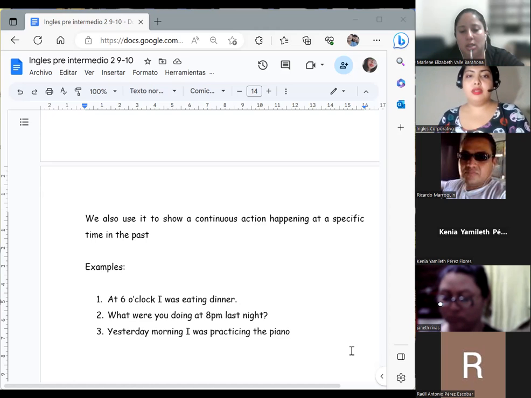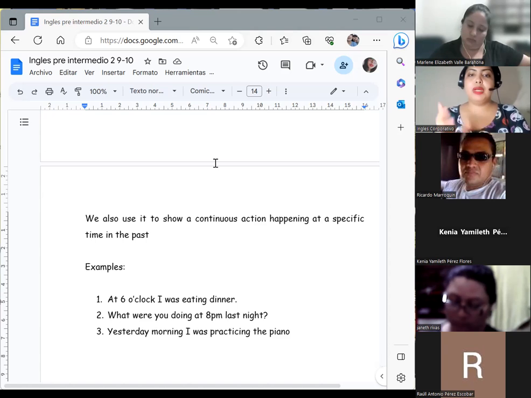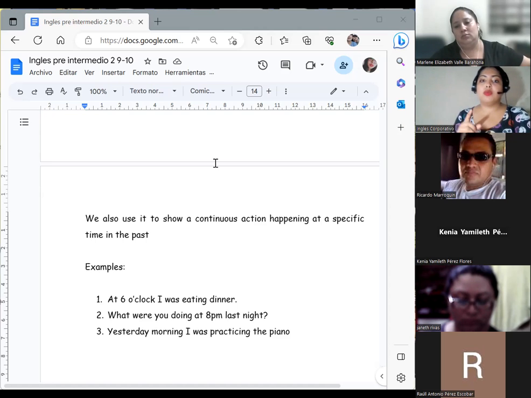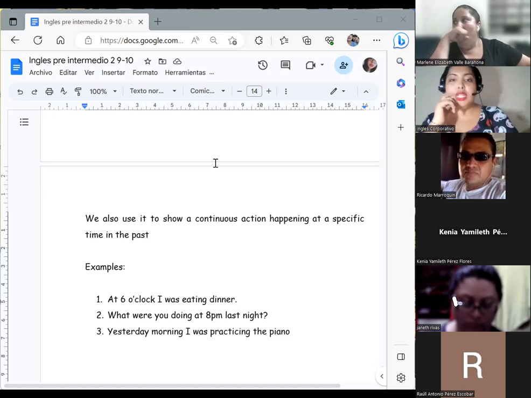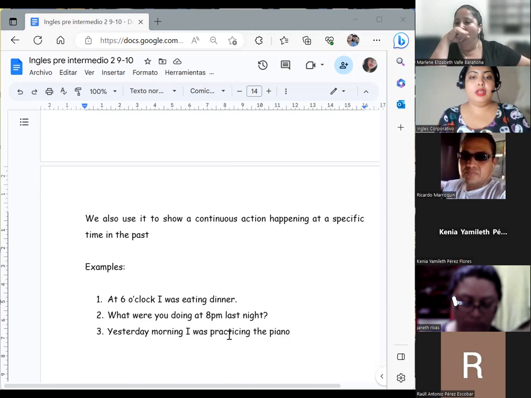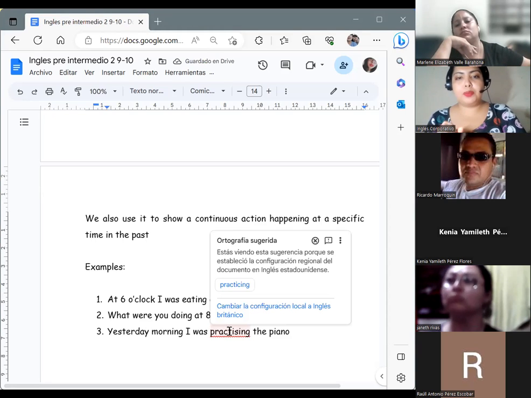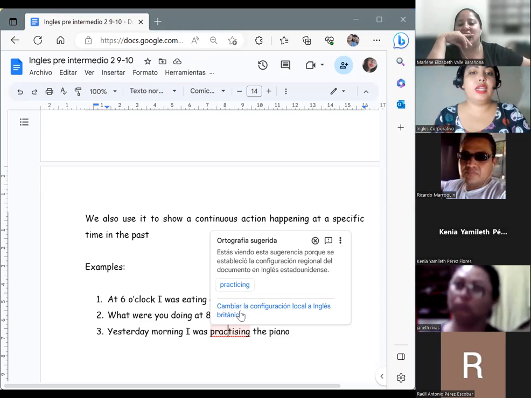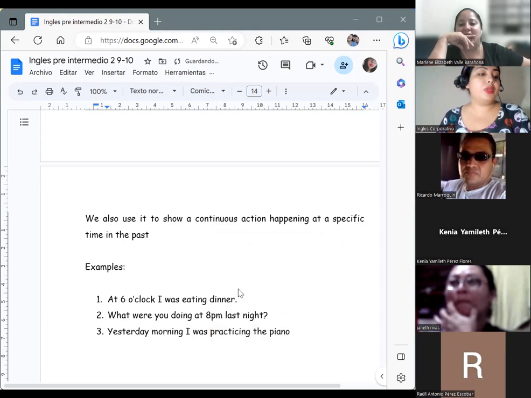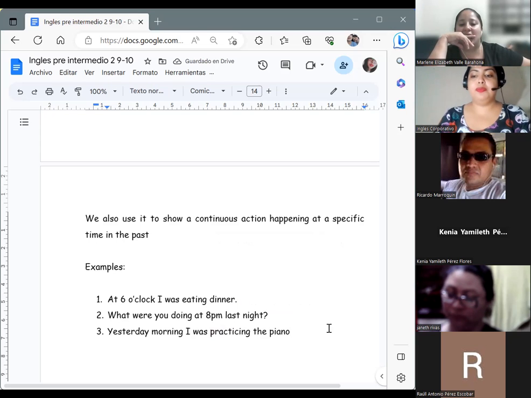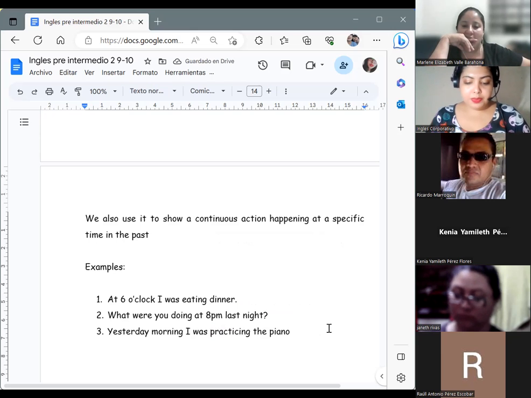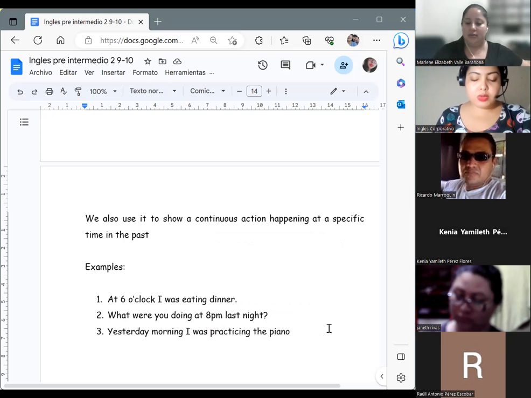Yes, practicing. But we have two forms to write practicing. We have one with S and we have one with C. But in this case, the one with S is from UK, if I am not wrong. Es inglés británico, por eso se escribe con S, pero en el caso del inglés de Estados Unidos es con C, practicing with C. So, in this case, the last one, because we have just 2 minutes to end. It can be used to add some description to a story.